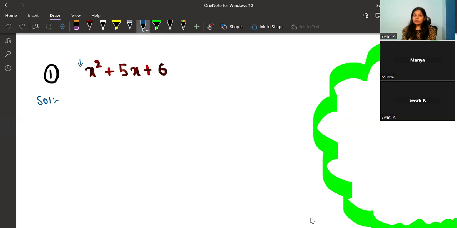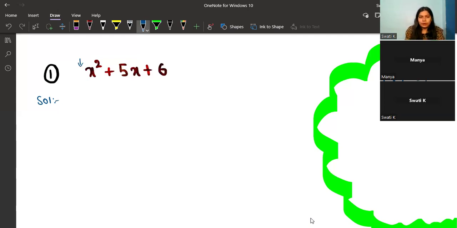The coefficient of x squared was a in the general form, the standard form, right? That a is nothing here, that means 1, right? Here nothing means not 0. So it's like 1 is getting multiplied. So 1, and then the last term, Manya, which is 6, right? What is 1 into 6?